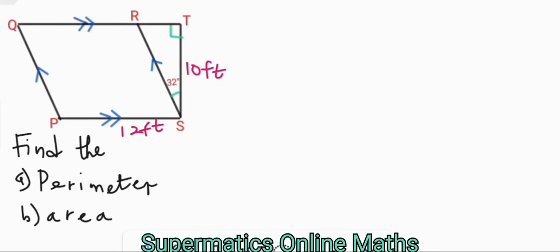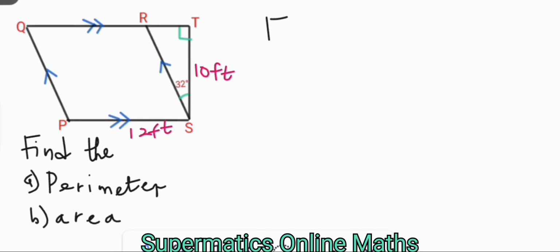In this math tutorial, we want to find the perimeter and the area of the trapezoid PQTS. So to start with, we're going to go from triangle RST. And that's the right triangle.